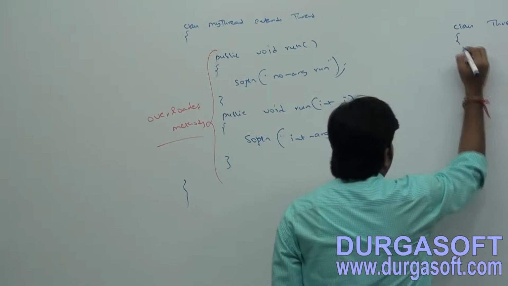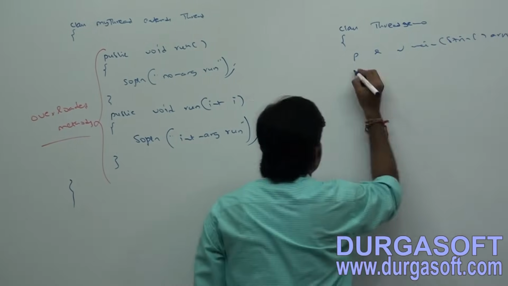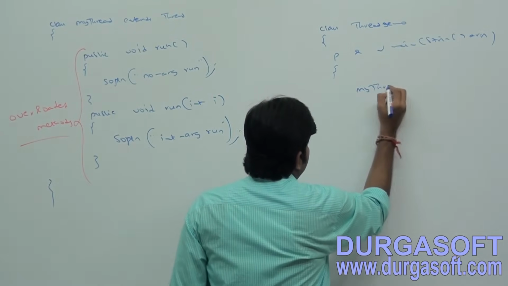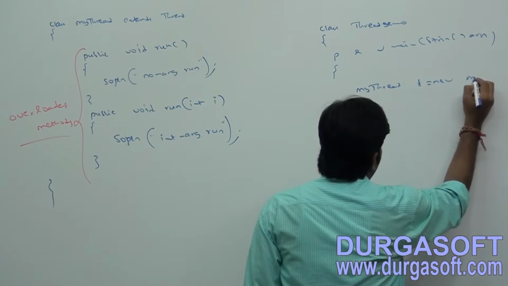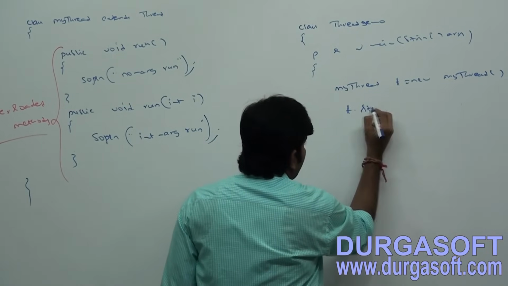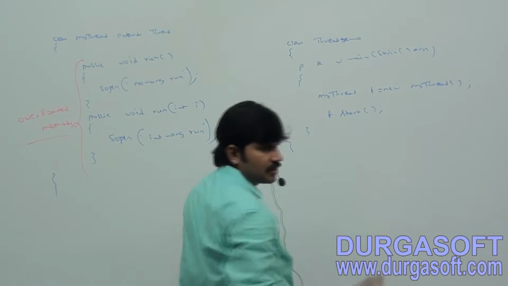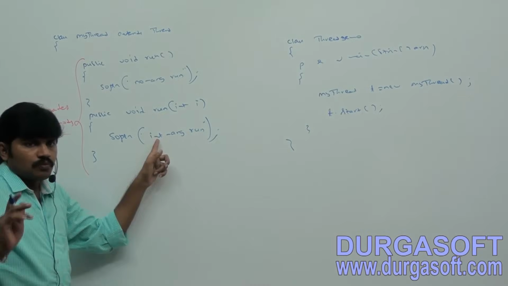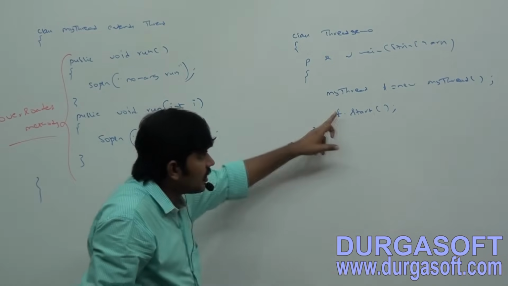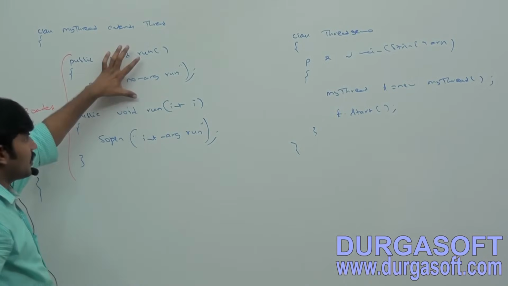Okay, now let me start this thread. Class ThreadDemo, public static void main(String[] args). Can you tell how I can start this thread? What is the code? MyThread t = new MyThread(); t.start(). I'm starting this thread. So overloading of the run method is always possible, but thread class start method always calls the no argument run method only.